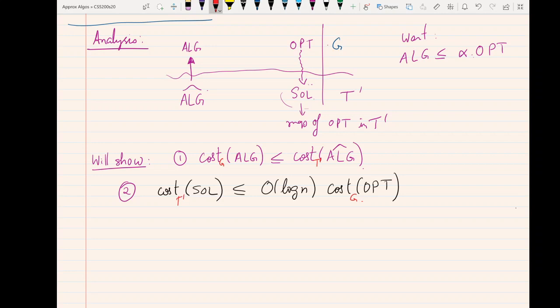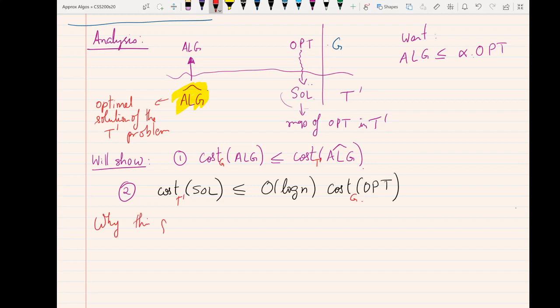So now why does this give us an order log n approximation? Well, if you think about it a bit, it should be clear. The important point to note is that the alghat that we use here is the optimal solution of the problem in the graph T prime, that is, in the tree. So now that's going to be an important part.